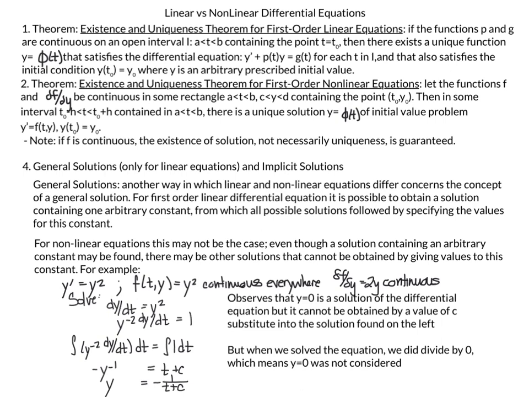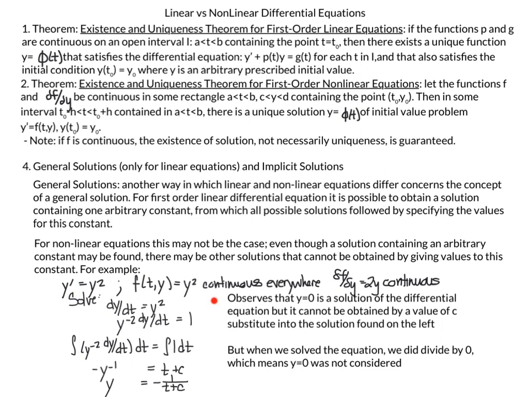We've alluded to this a couple of times now, that linear equations differ from nonlinear equations in that for linear equations, there's a general solution, and for nonlinear there may not be. Another way in which linear and nonlinear equations differ concerns the concept of a general solution. For first-order linear differential equations, it's possible to obtain a solution containing one arbitrary constant from which all possible solutions follow by specifying the value of this constant. For nonlinear equations, this may not be the case. Even though a solution containing an arbitrary constant may be found, there may be other solutions that cannot be obtained by giving values to this constant.